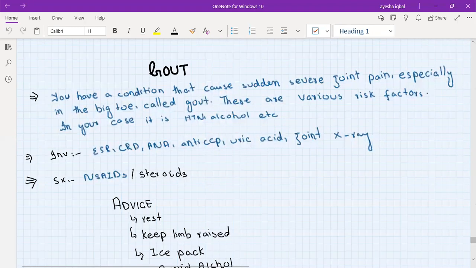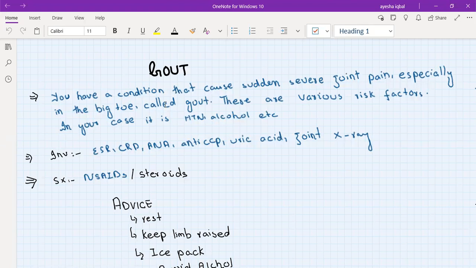Then after this, we have gout. So gout, as you all know, there is excessive uric acid, and the uric acid gets deposited in the joints, and it causes joint pain, especially involving the big toe. How are you going to explain this to the patient? Because we always start our management by explaining the condition to the patient. Okay. So we'll tell the patient that you have a condition that causes sudden severe joint pain, especially in the big toe, and this is called gout.